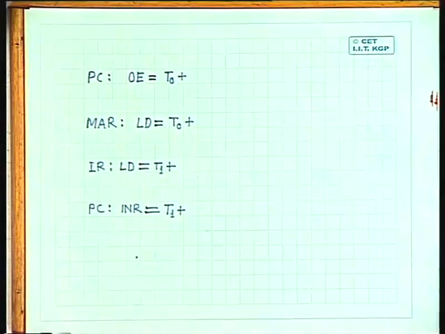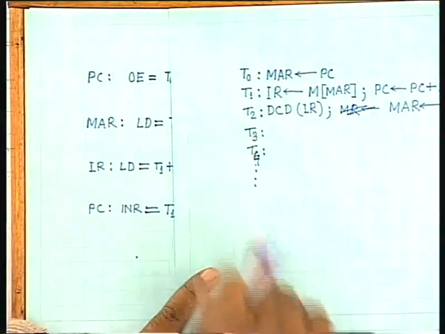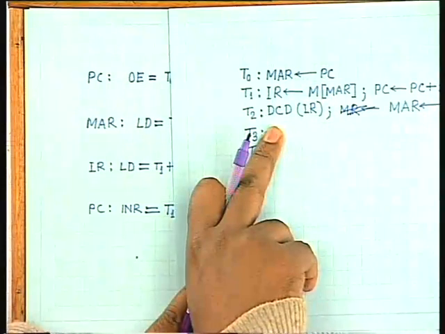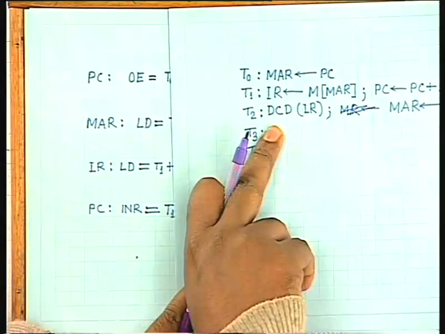Now what is done during time interval T2? During time interval T2, you find that the instruction is to be decoded. However, this decoder is simply a logic circuit. Okay. So I need not specify any control input for this logic circuit.